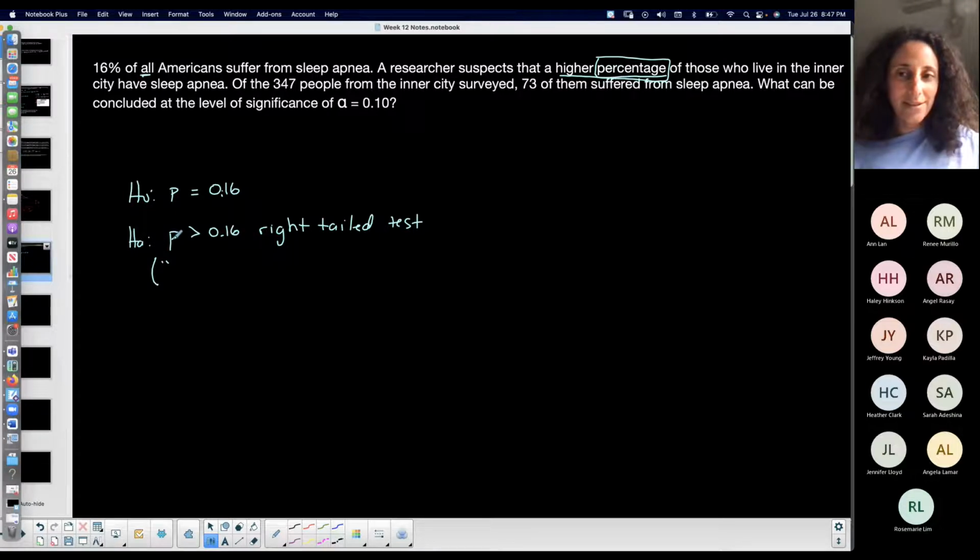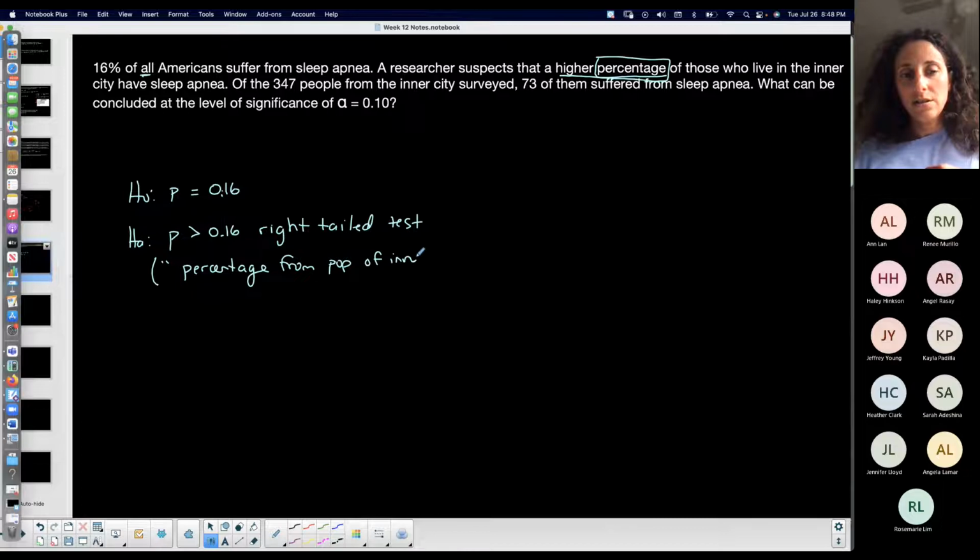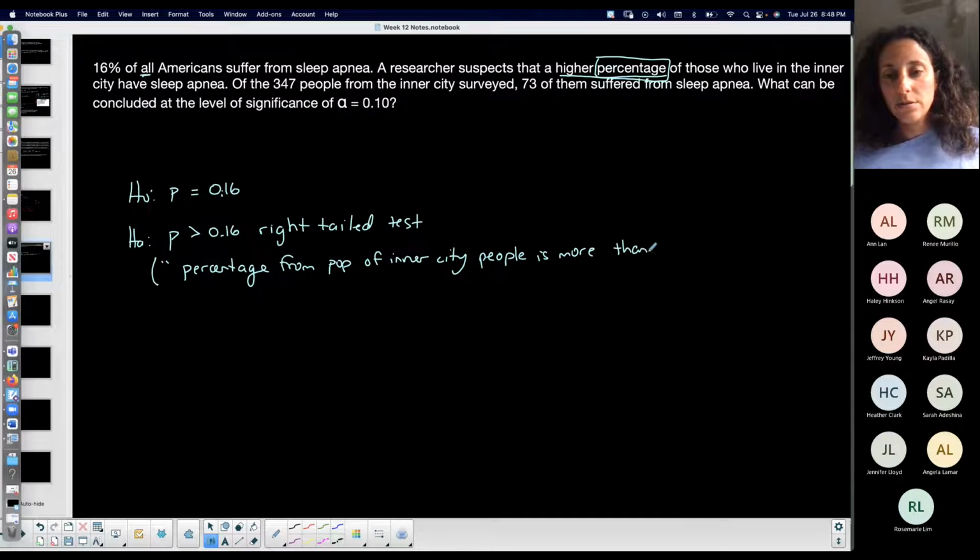Well, what is P? You just want it translated, so population is greater. So if the alternative is correct, the population will be greater than 16% suffering from sleep apnea. Yes, I'm going to be a little more detailed. If I'm rejecting this, what does this mean? This is the population proportion, or population percent, of those who live in the inner city. So the percentage from the population of inner city people is more than 16%. So yes, you are correct.